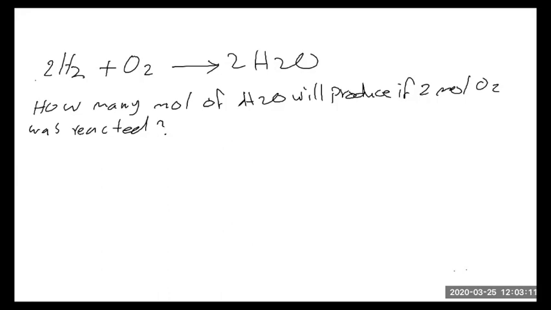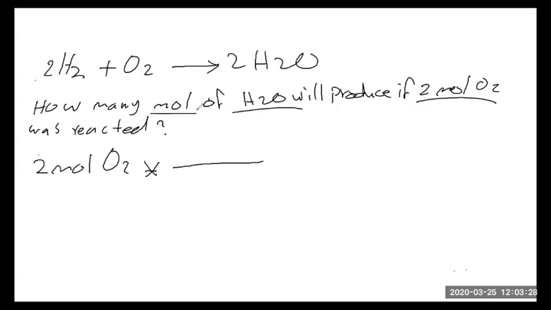Okay, now start with the mole of H2O. How many? Start with the given information: 2 mole O2. 2 mole O2 times what? Here, they're asking for a mole of H2O. So here, as a factor, you will use the mole to mole ratio.